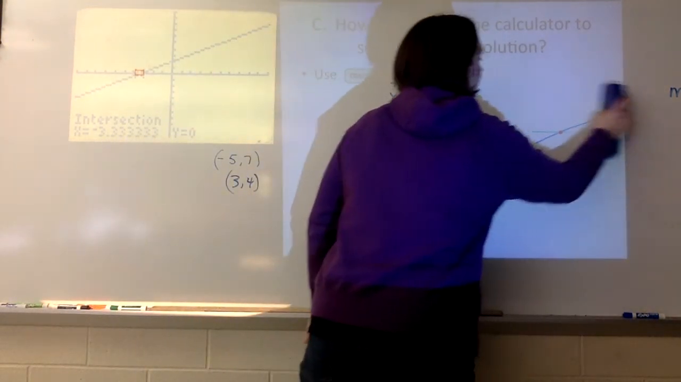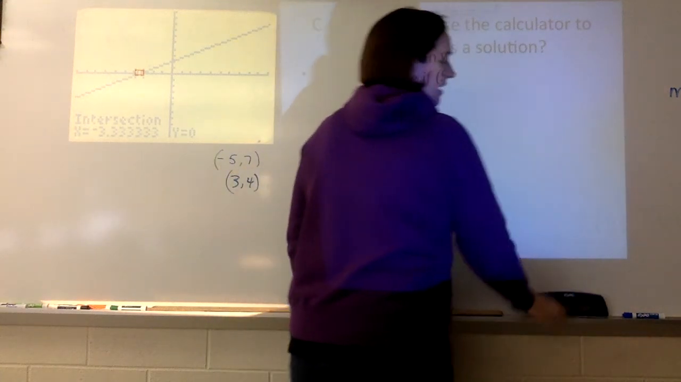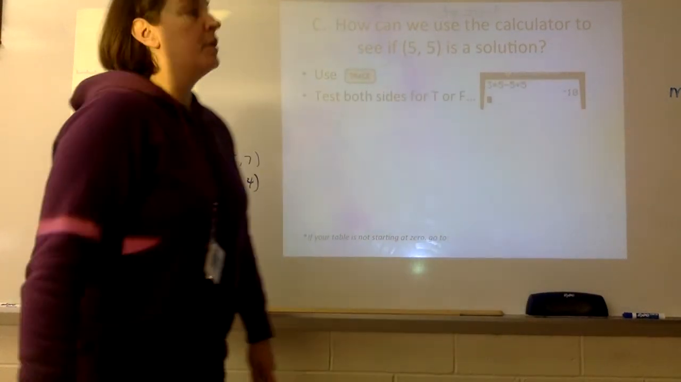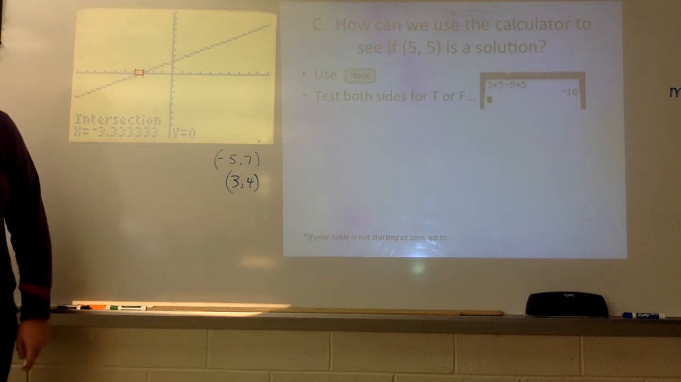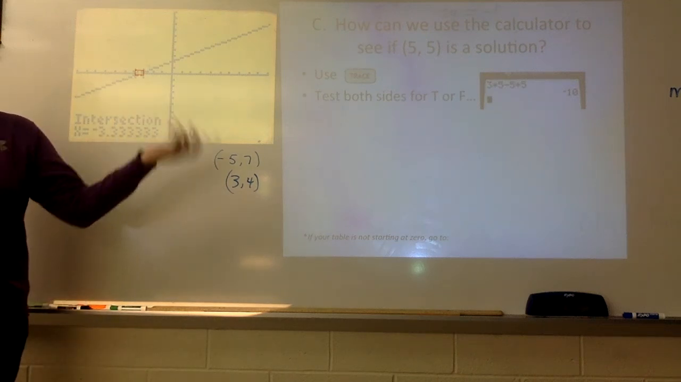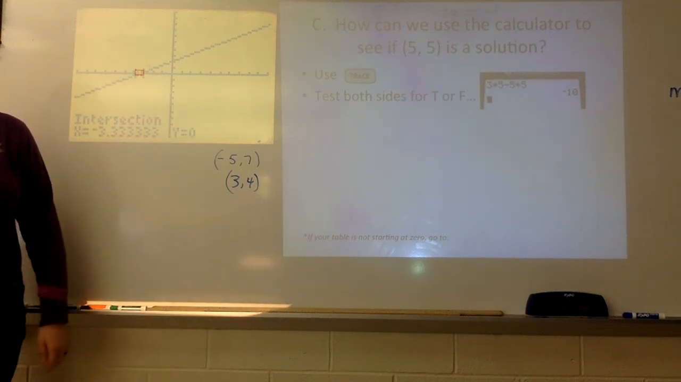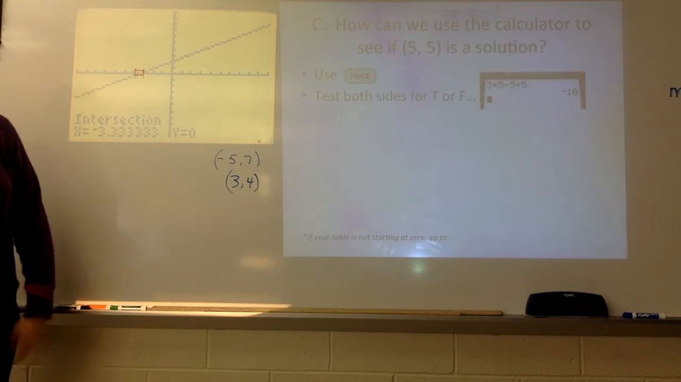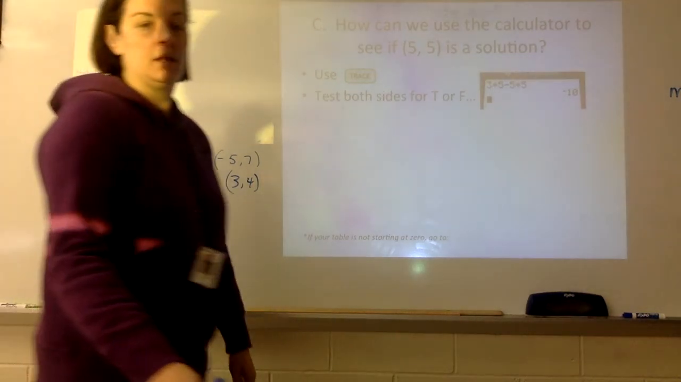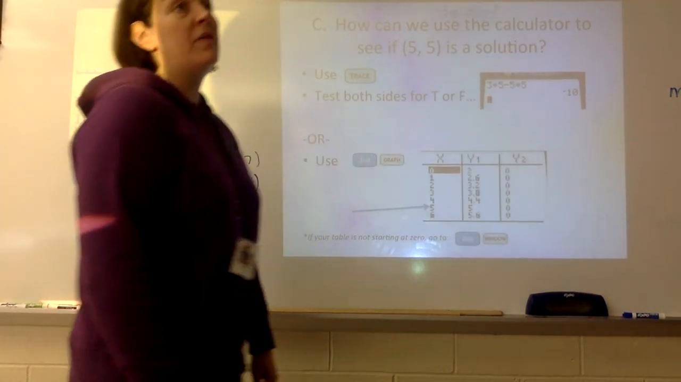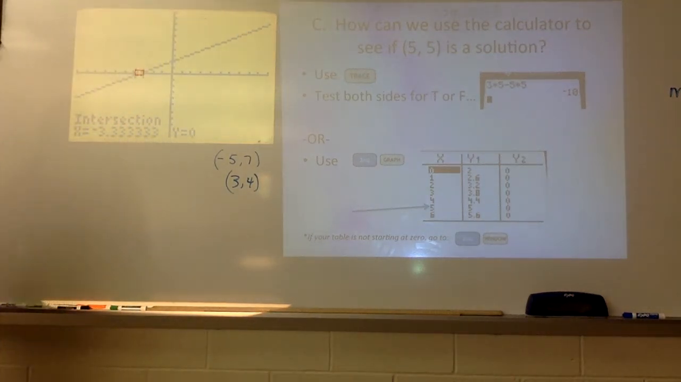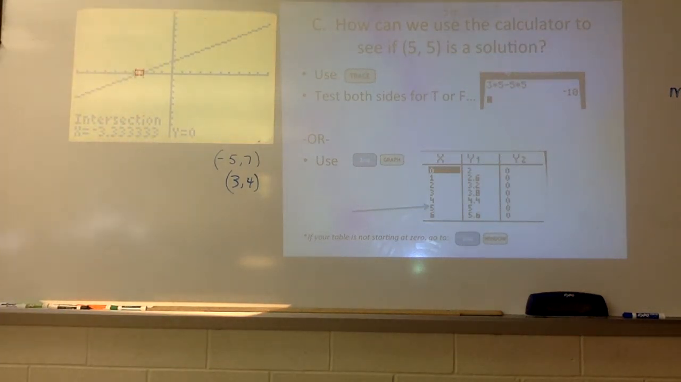Now, if you want to go old school, since you have a calculator, you can always verify both sides. So you can plug into the original equation, x and y. Do you get what's on the right-hand side? Yes or no? Third method, which is one that we're going to use moving forward also, is the table method.